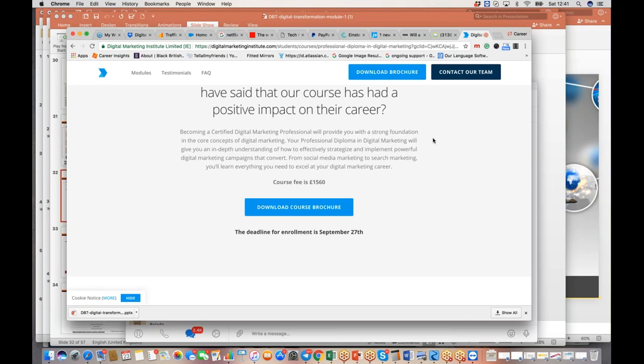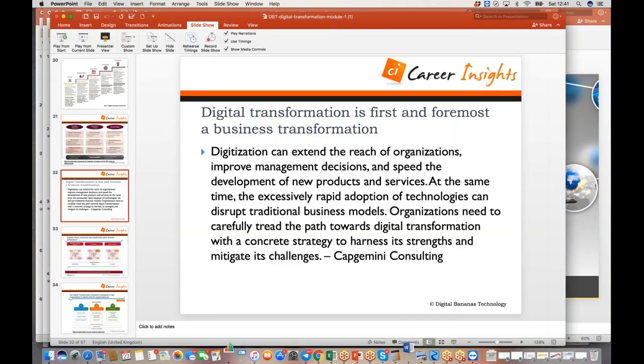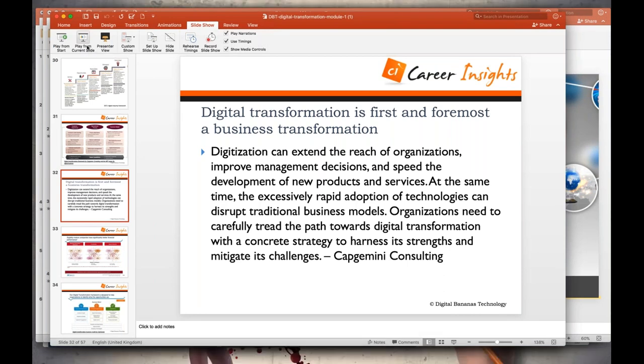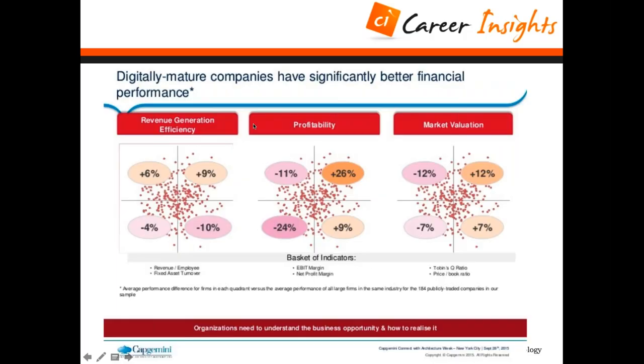So there we go, ladies and gentlemen. This is where we are. It's in your face. You now know that whether you like it or not, you must. Why? Because every business now knows that if you digitally optimize your business, your revenue will grow, your profitability will grow, your market valuation will grow.